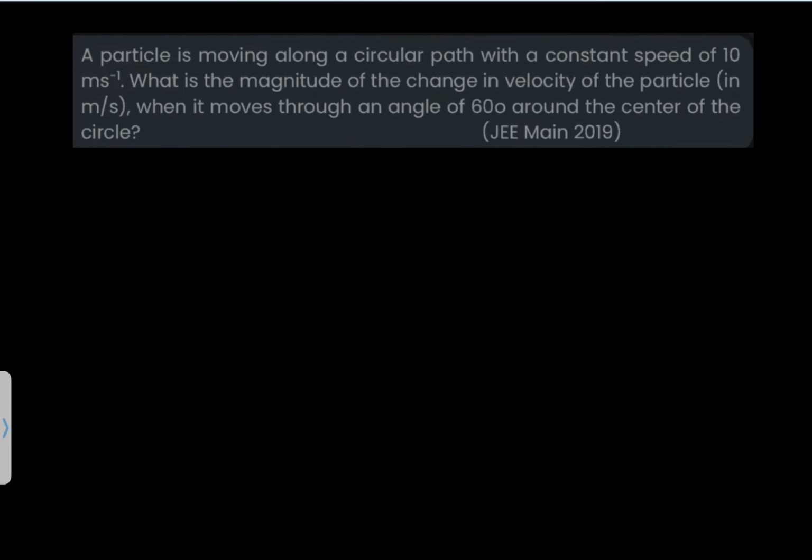Let's solve one JEE Main's question also. It is 60 degrees, by the way. A particle is moving along a circular path with a constant speed. So it's talking about uniform circular motion. So v is equal to 10 meter per second. What is the magnitude of the change in velocity of the particle when it moves through an angle of 60 degrees around the center of the circle?